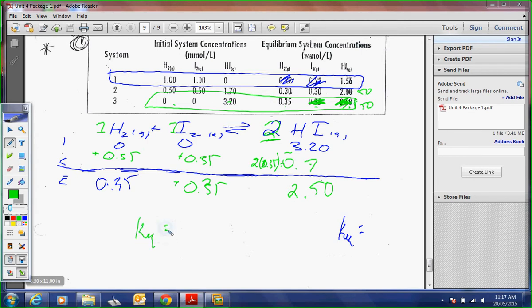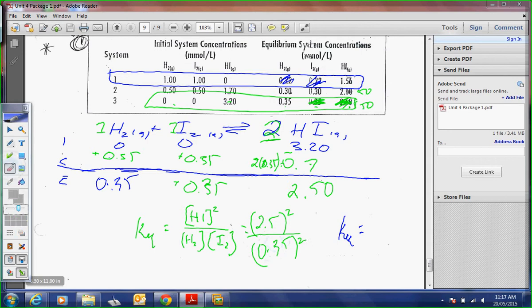KEQ is the same, HI squared over H2 times I2. And so it's 2.5. I was looking at the wrong number there. So therefore it's 2.5 squared divided by 0.35 squared. And top of the calculator? 51.0. Yeah. So is that pretty close to our other one? Yeah.